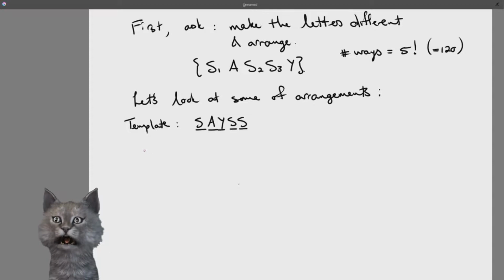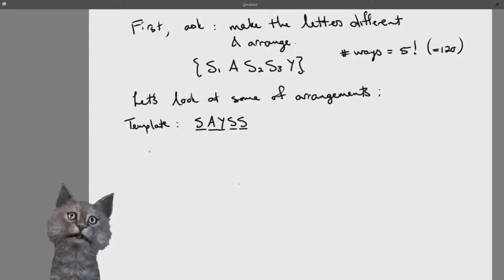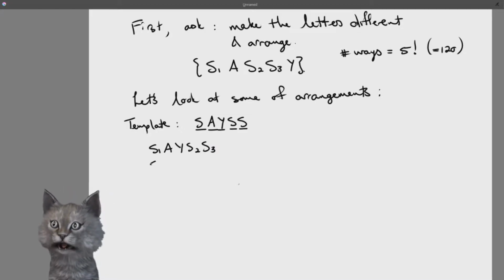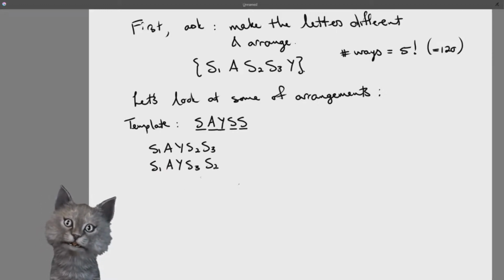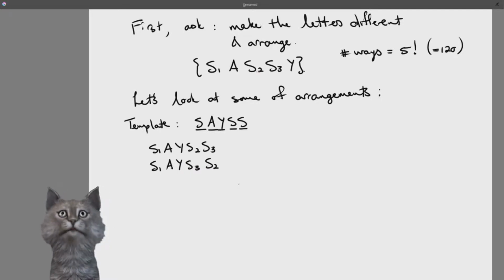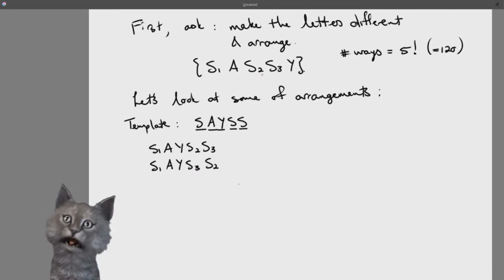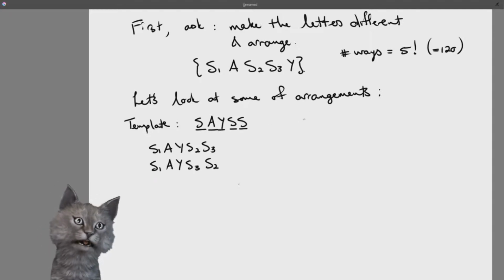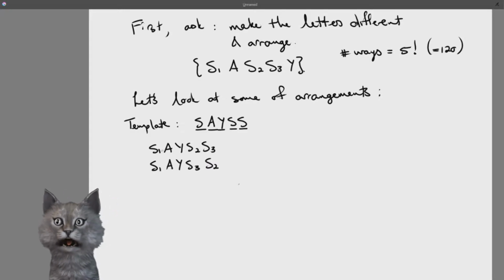Now, which ones look like this? The actual ones have numbers, so it could be S1, A, Y, S2, S3, or S1, A, Y, S3, S2. These are now different, remember, because we numbered them. So if I swap these around, they're different among this 120 arrangements. I'm not asking the question in the PDF. I'm asking a question I can handle. And now I'm looking at the answer I get.